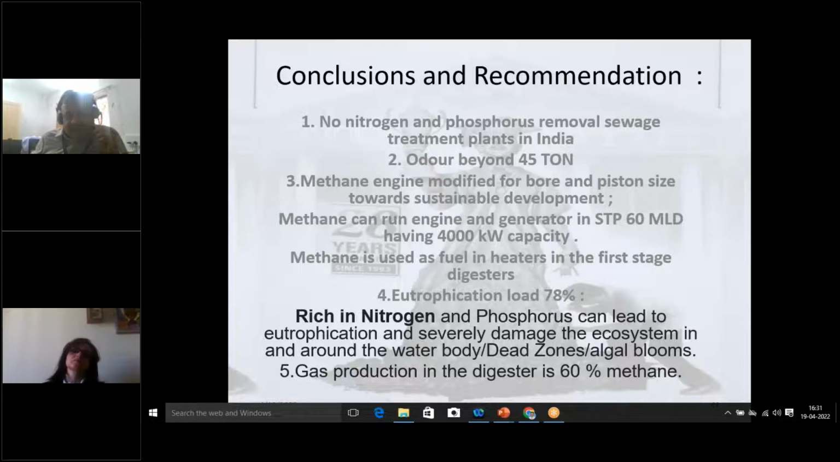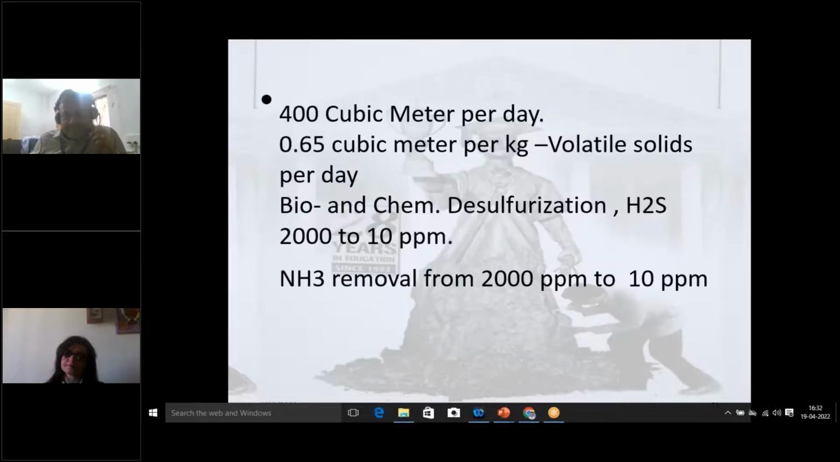And the gas production in the digester is 60% methane, and the remaining 40% is carbon dioxide, nitrogen oxides, ammonia and hydrogen sulfide, which have been removed, and the gas is purely methane, at 400 cubic meters per day, and 0.65 cubic meter per kg of volatile solids per day.